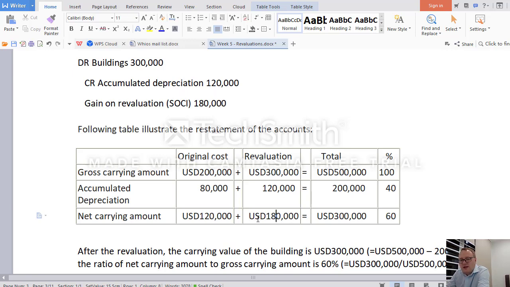And the difference, this is the key point here. The difference is 180,000. We call it a gain on revaluation, but I will mention later on that this gain on revaluation will not be considered as income, and it will not be included in the income statement. You may think that yes, it is a gain, so let's put it in the income statement, and our net profit will also be higher, will be up by 180,000.